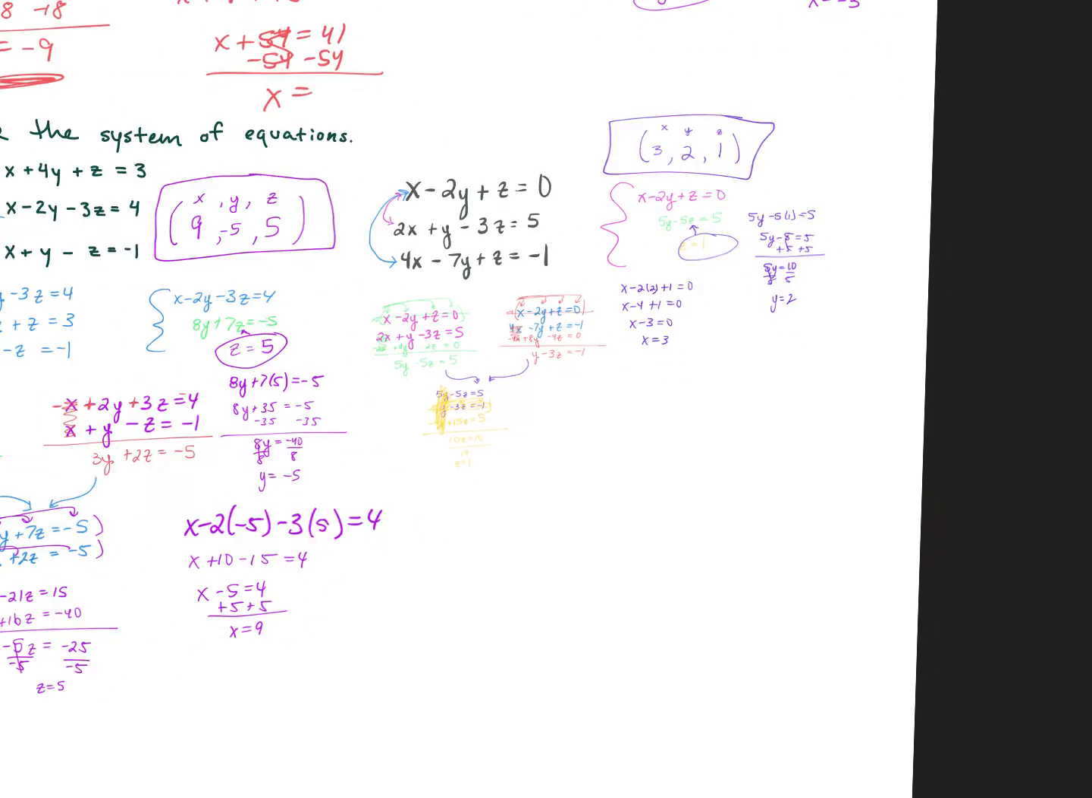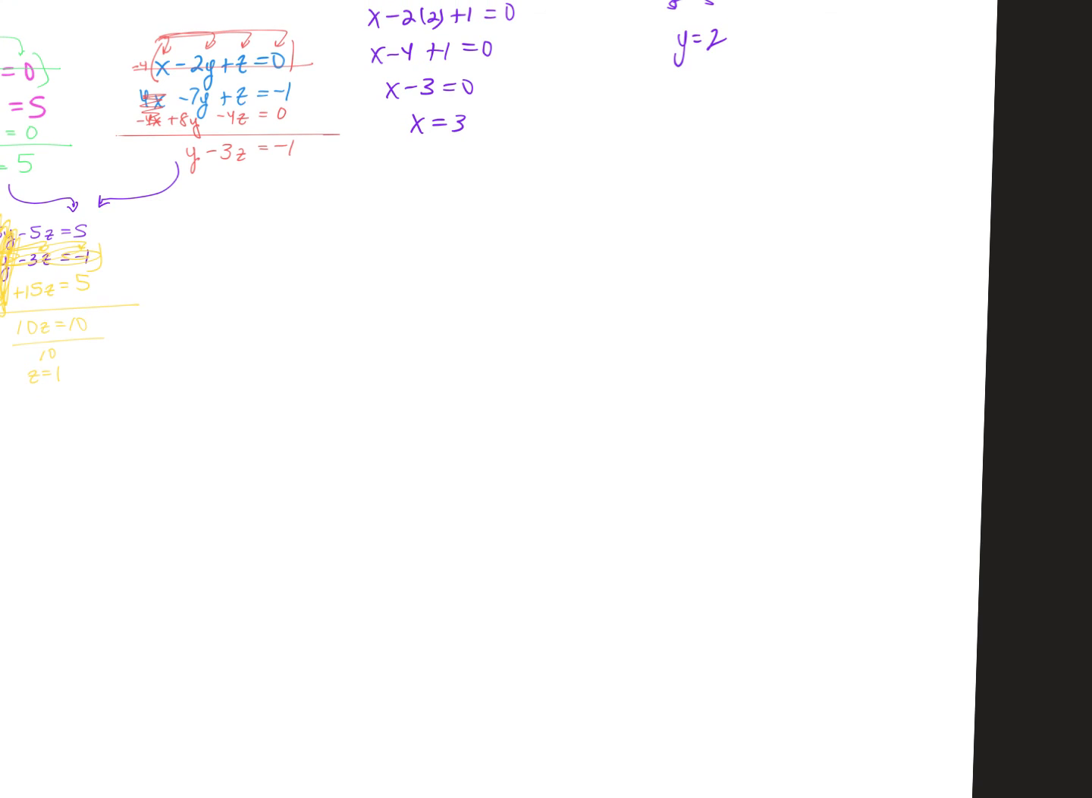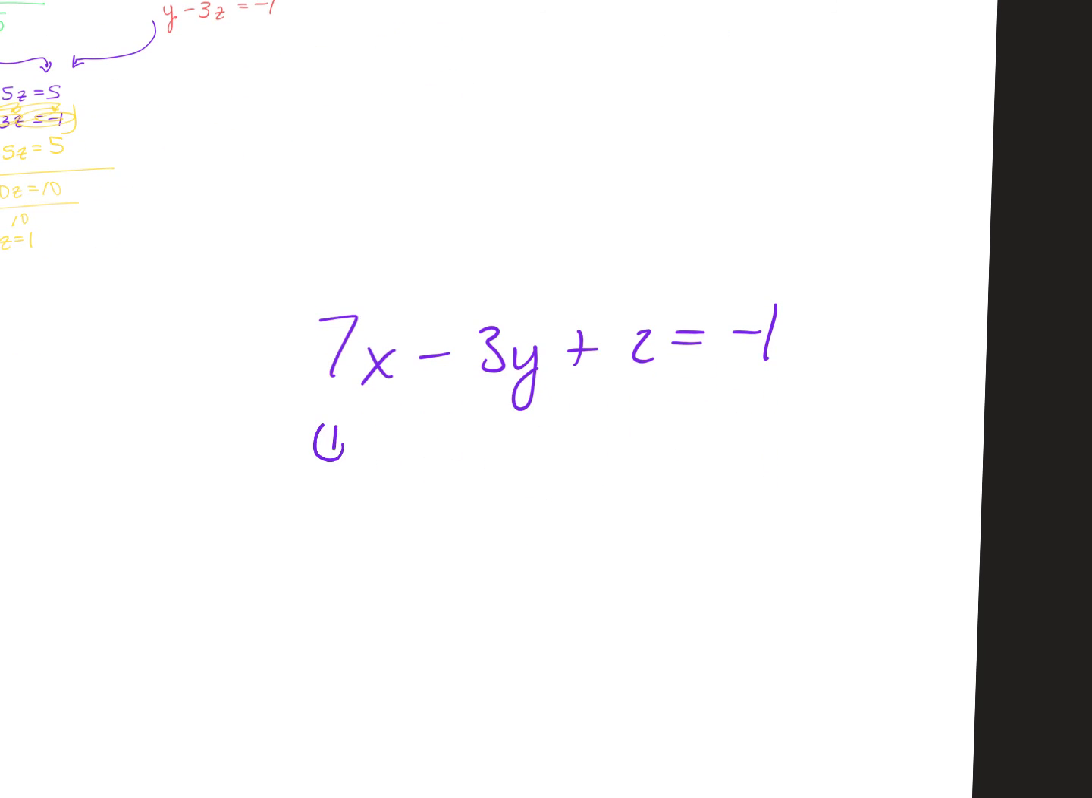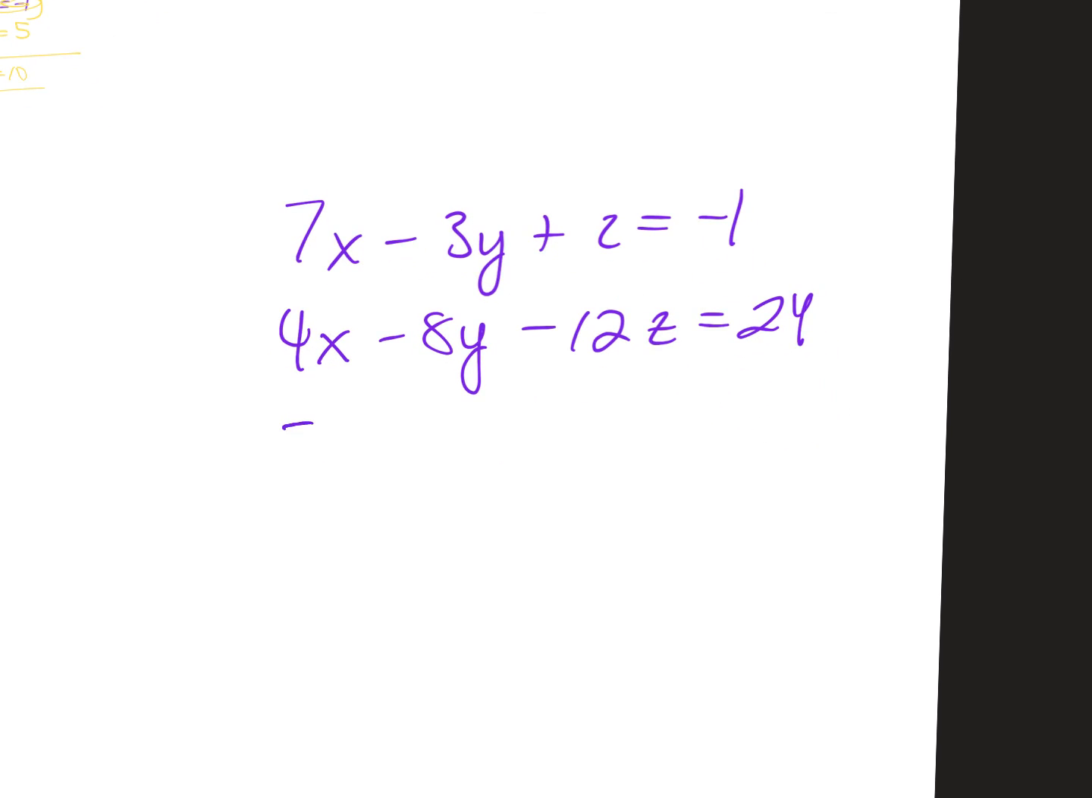All right, something I would like to bring to your attention. We're not going to solve this, but say you have a set of equations: 7x minus 3y plus z equals negative 1, and then 4x minus 8y minus 12z equals 24, and then negative 2x plus 5y minus 10z equals 50. All right. What is the rule to solve multivariable equations when you have three equations and 3 variables? What's the rule I told you?